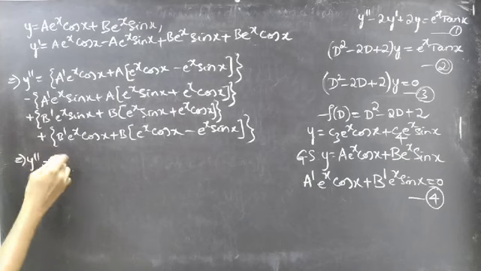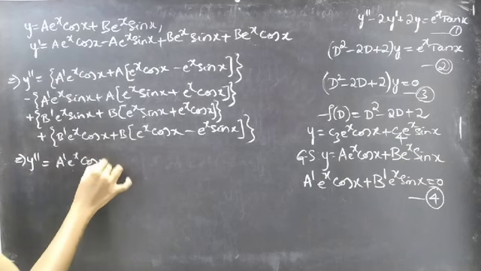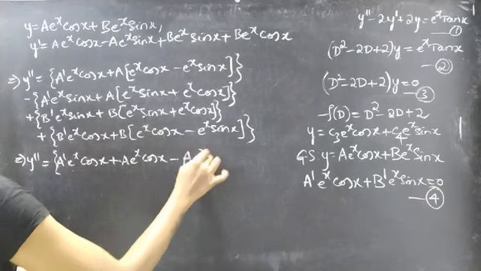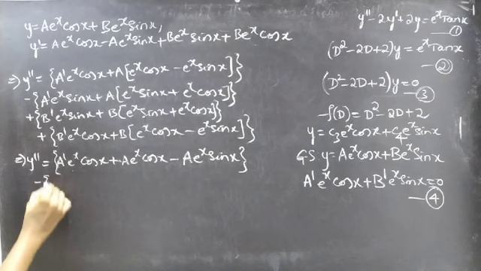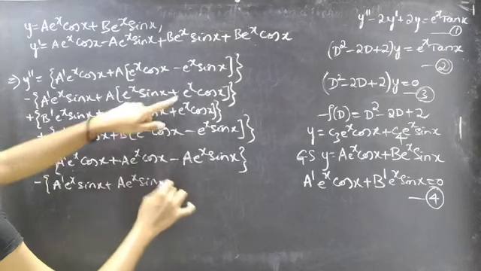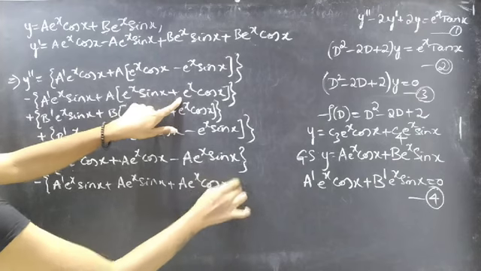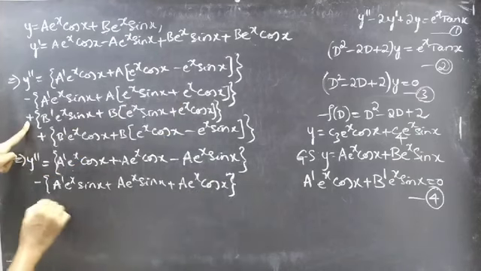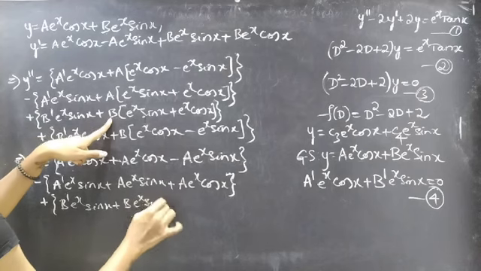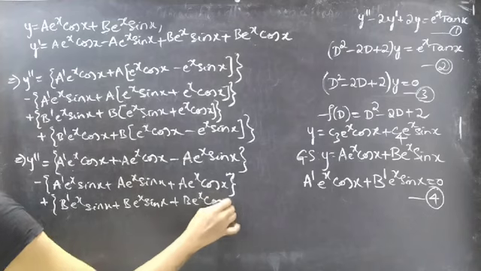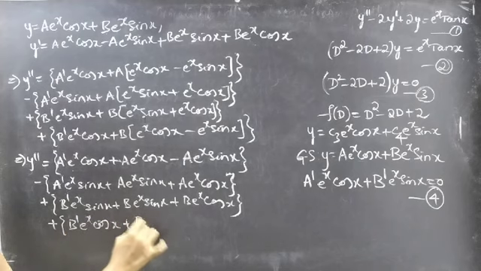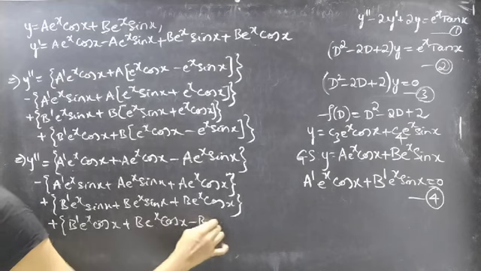This gives us a' e^x cos x plus a e^x cos x minus a e^x sin x, minus of a' e^x sin x plus a e^x sin x plus a e^x cos x, plus b' e^x sin x plus b e^x sin x plus b e^x cos x, plus b' e^x cos x plus b e^x cos x minus b e^x sin x.